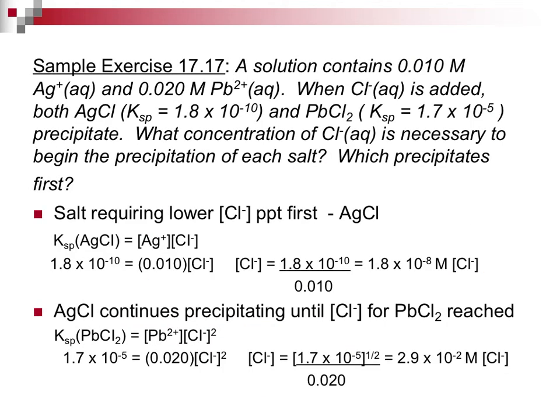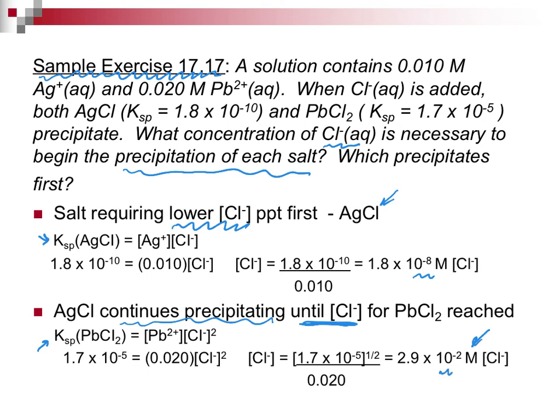So what do I have on the last slide? Well, I took the book exercise, sample exercise 17.17, and you can read it for yourself, but it's the same sort of thing. What concentration of chloride is necessary to begin precipitation of each salt? I did the same calculations as in the previous problem, but presented it a little bit differently. The salt requiring the lower concentration of Cl- will precipitate first, and that's at 10 to the minus 8 molar. That turns out to be, once again, silver chloride. It will continue to precipitate until you reach the chloride concentration for lead chloride, which is 10 to the minus 2 molar. Work it through yourself. You can hear me say it, but if you think your way through it, it's going to take you a lot farther.